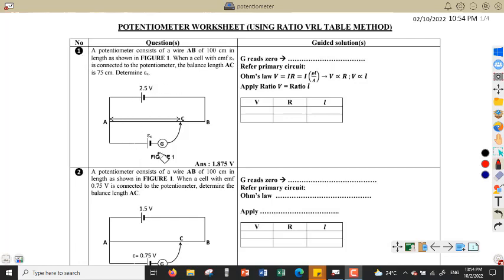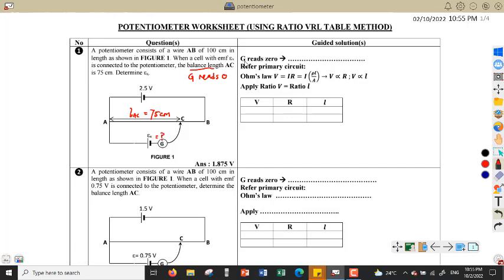We are given a potentiometer consisting of a wire of length 100 cm. When a cell of EMF EX is connected to the potentiometer, the balance length is 75 cm. The balance length means when our G reaches 0, so our balance length AC will be 75 cm. Determine EX. So we want to find the unknown EMF EX.